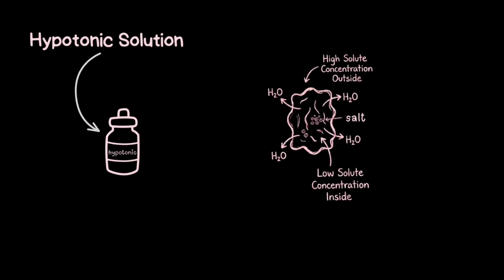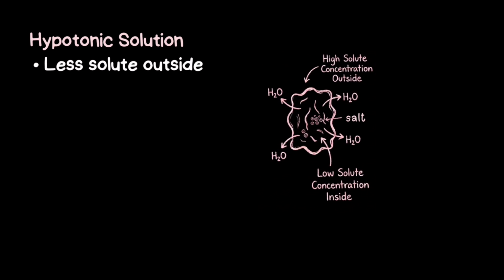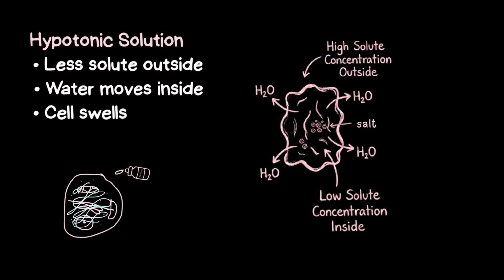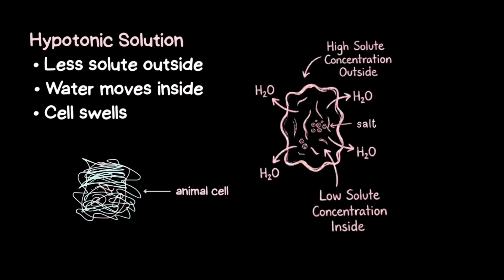Now, let's look at the opposite situation. A hypotonic solution means there's less salt or sugar outside the cell and more water outside. Remember, a solution is simply a liquid with something dissolved in it. Because of this, water moves into the cell through osmosis. As a result, the cell swells. In animal cells, too much water can cause the cell to burst.